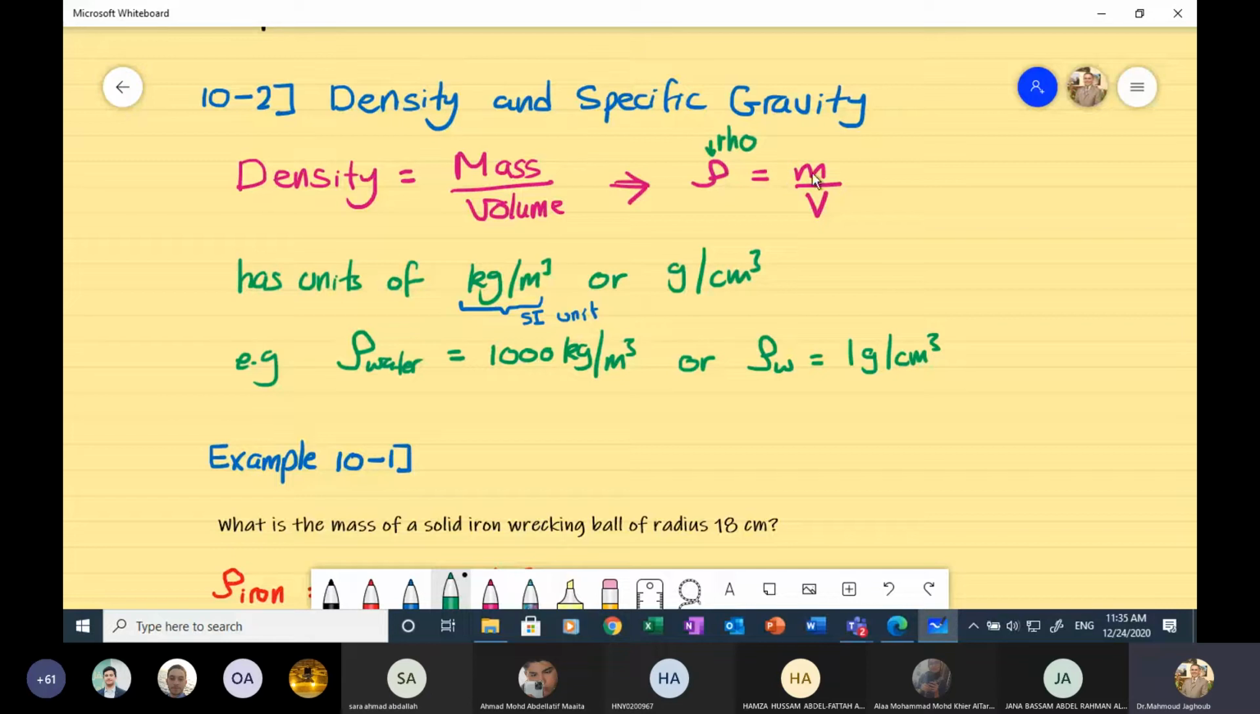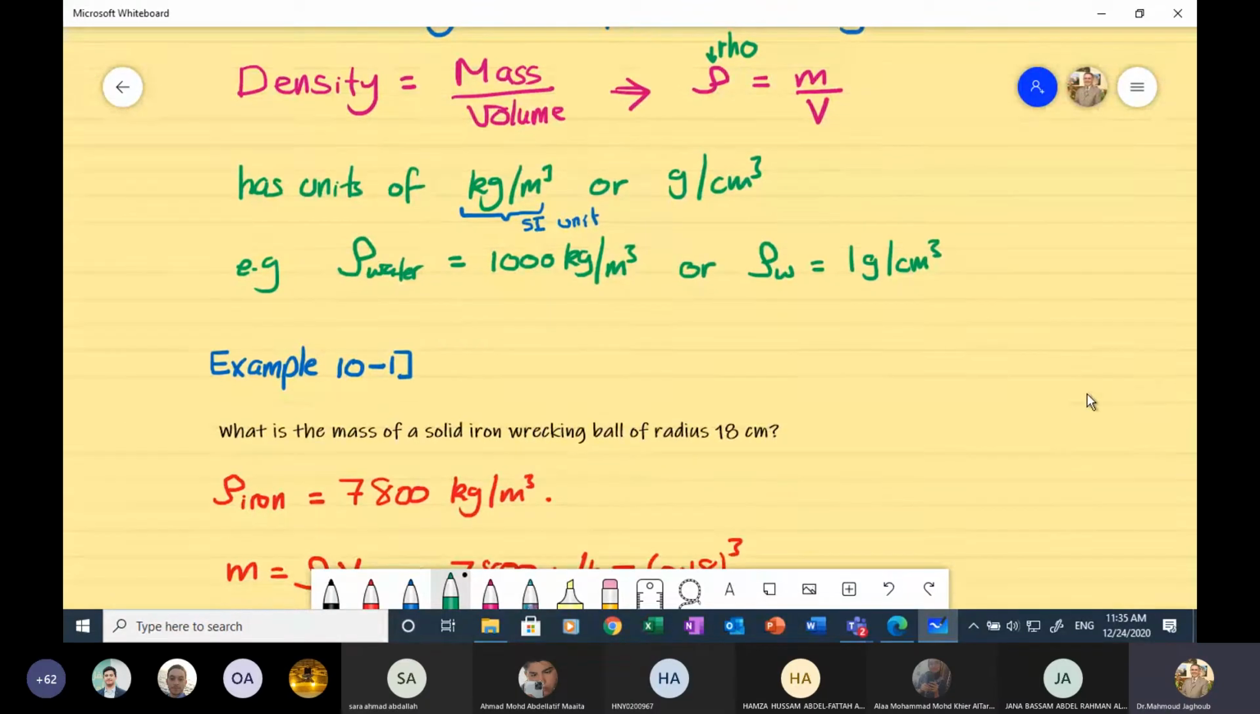It's mass divided by volume. And the SI unit of density is the unit of mass, which is kilogram, and the SI unit of volume, which is meters cubed. Okay. Some people sometimes use grams per centimeter cubed.